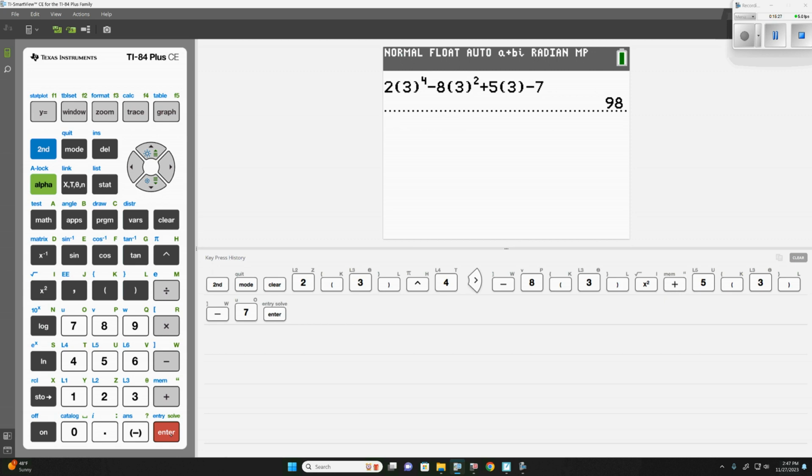Yeah, I don't know why it has that, because it's just mirroring what the TI-84 Plus CE has, because if it has a lithium battery, it'll show the battery's charge up in the corner.